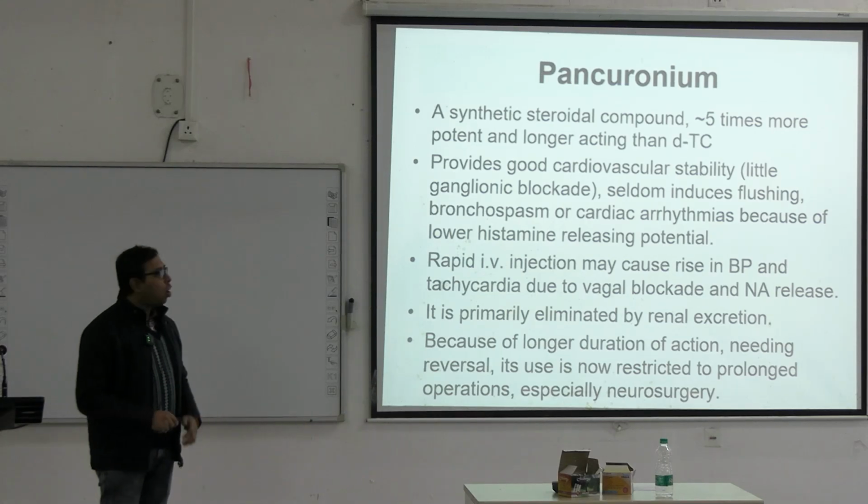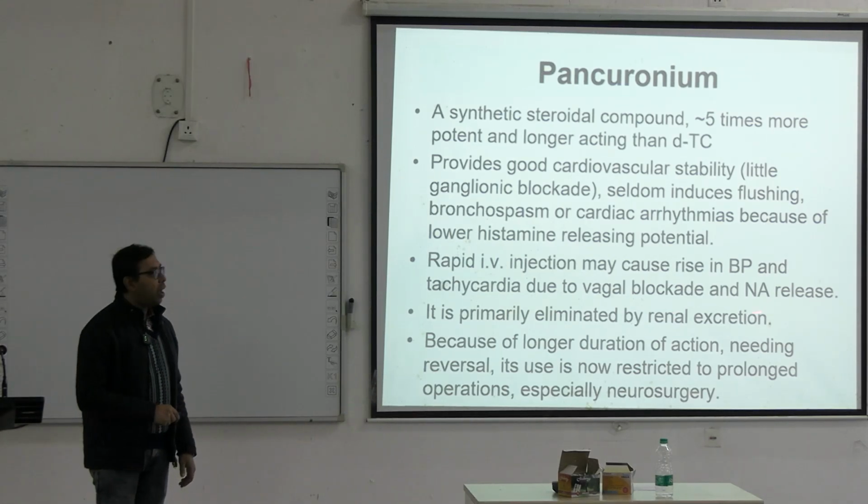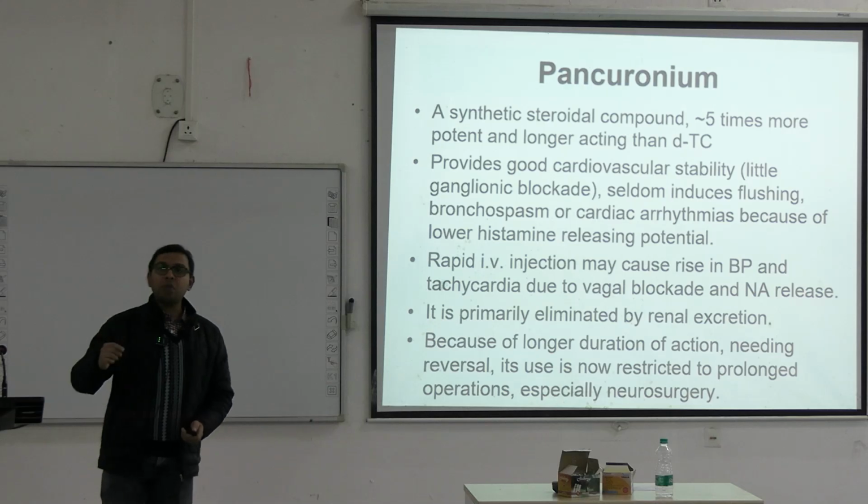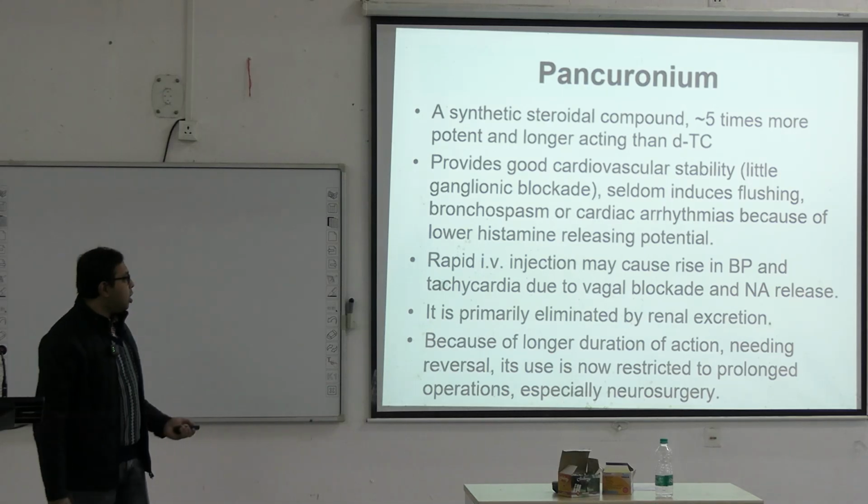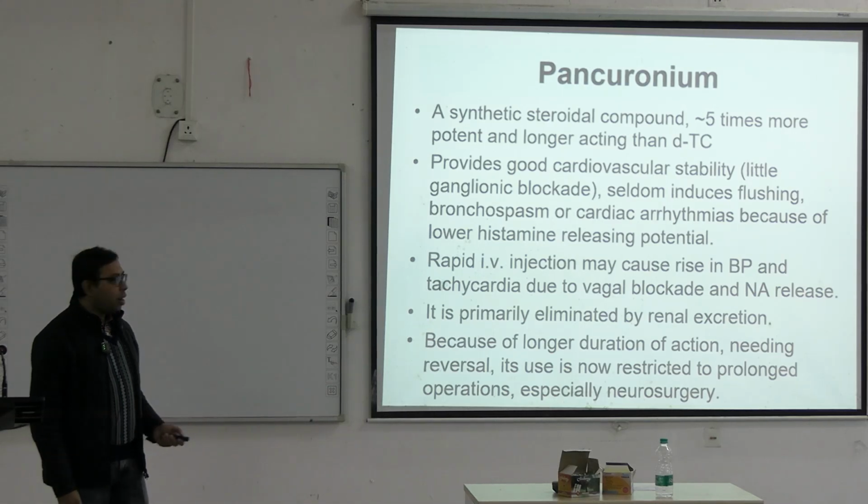Rapid IV injection may cause a rise in blood pressure and tachycardia due to vagal blockade and noradrenaline release. That is why slow IV injection is to be given. It is primarily eliminated by renal excretion.